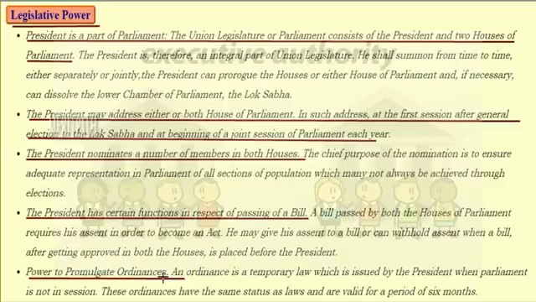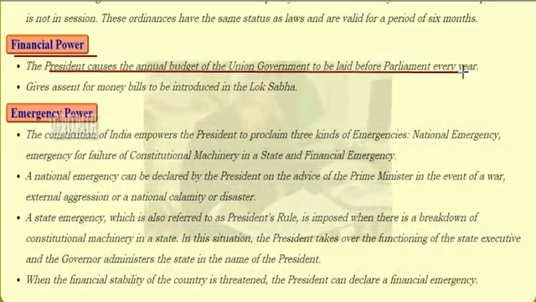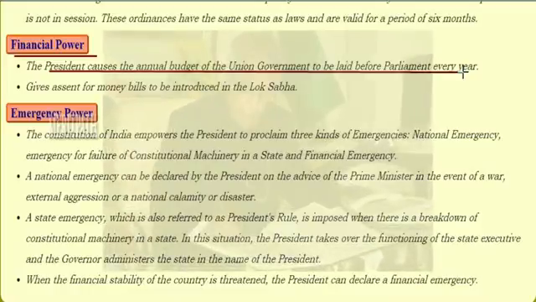Power to promulgate ordinances. An ordinance is a temporary law which is issued by the President when Parliament is not in session. These ordinances have the same status as laws but are valid for a period of 6 months. Financial power. President causes the annual budget of the Union Government to be laid before the Parliament every year. The President gives assent for money bills to be introduced in the Lok Sabha.